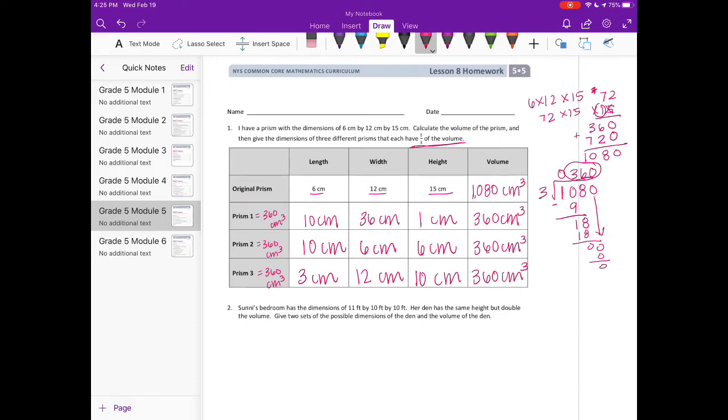So there are different answers you could have used. You could move them around in different lengths, widths, and heights. But these are just 3 examples that would work.